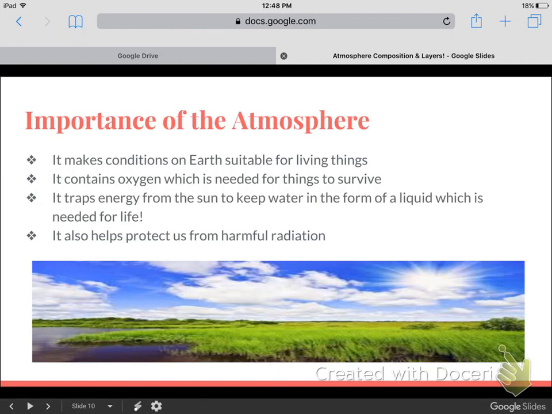The second thing is obviously it contains oxygen, which not only humans need, but other things in the environment need to survive. The third thing is it traps energy from the sun. So whenever energy comes down, it keeps that warm energy in our atmosphere for a little while and down at the layer that we live in. And since it keeps it warm, our water obviously doesn't freeze into a solid 24/7. So our water is kept in the form of a liquid because of the warmer temperatures, and we need liquid water to survive. The fourth thing is that the atmosphere also helps protect us from harmful radiation. So there's a small layer in the atmosphere whose specific role is to protect us from harmful UV rays.